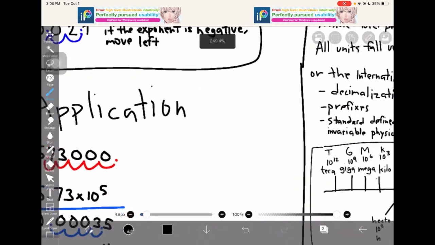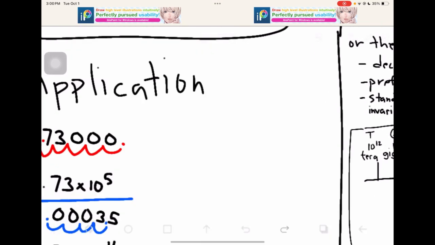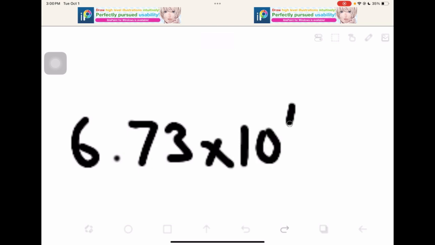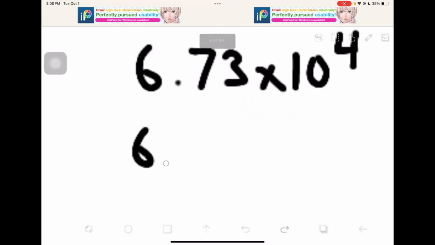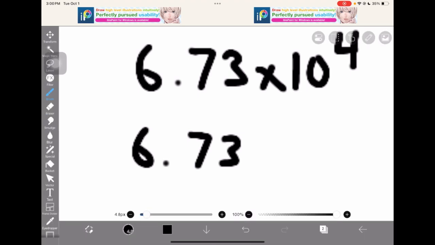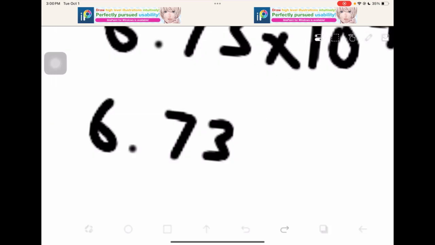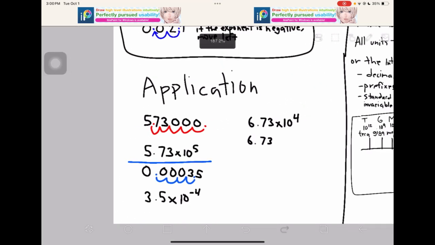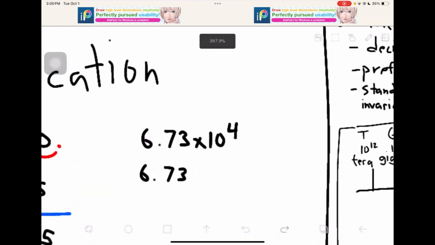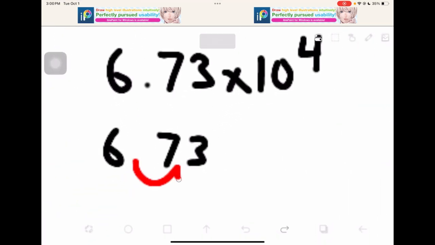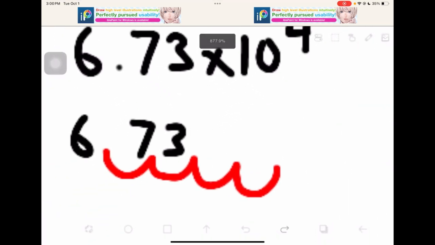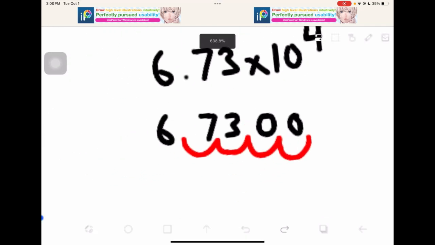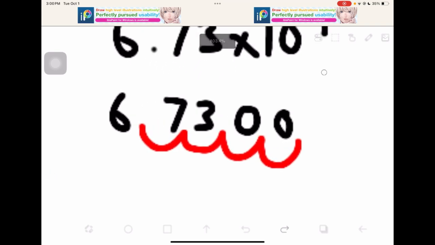How about scientific to standard? So let's try 6.73 times 10 raised to 4. So we have 6.73 over here. We want to keep moving this point until we moved it 4 times to the right this time. Because remember, we move it to the left if it's converting to scientific, so it's vice versa, basically. 1, 2, 3, 4. And then, by the way, make sure to fill up any gaps with zeros. So it becomes 67,300.